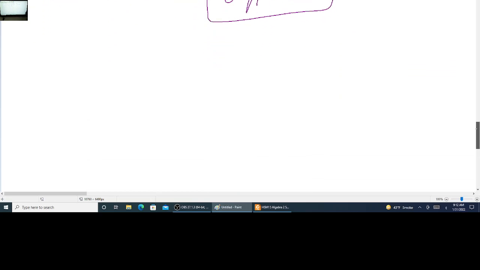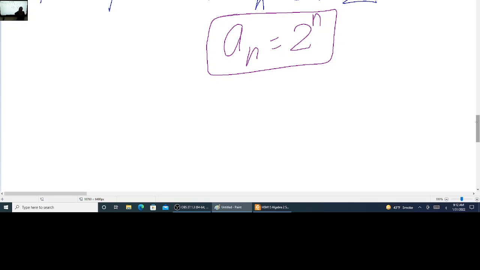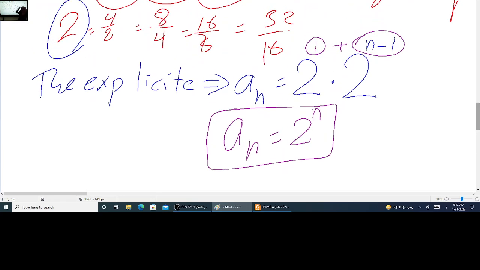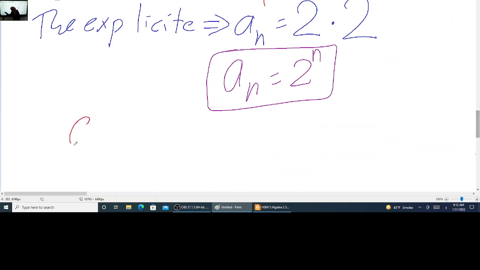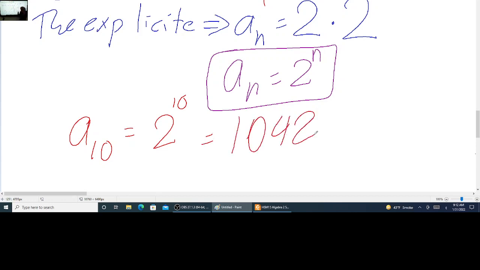Now, if it asks me to find the 10th term of this sequence, we just say a10 equals 2 to the power 10, which is 1024.